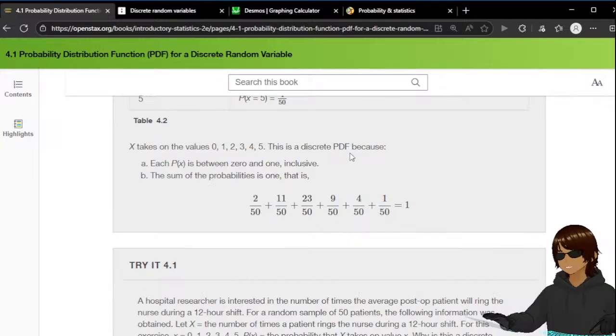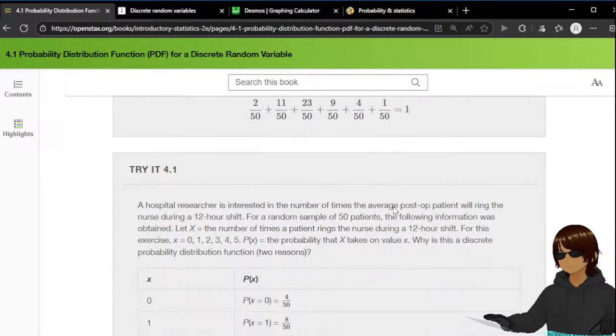This is a discrete PDF because each P(x) is between 0 and 1 inclusive. The sum of the probabilities is 1. That is, 2 over 50 plus 11 over 50 all the way till 1.